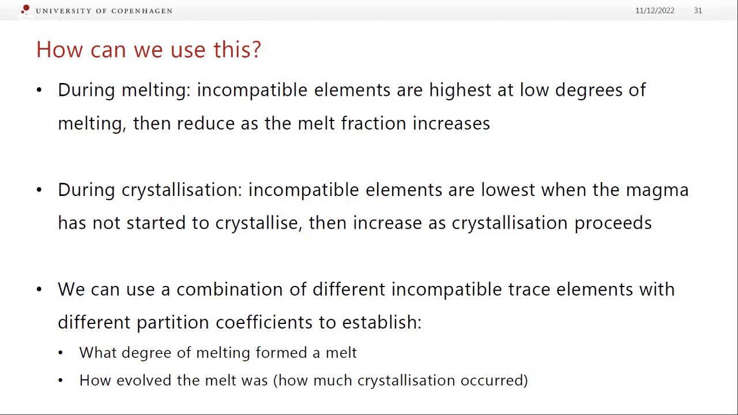So basically, if we pick a combination of different incompatible trace elements with different partition coefficients, we can use this to establish what degree of melting we needed to form a melt, and how evolved the melt was. This is how much crystallization has occurred. Okay.